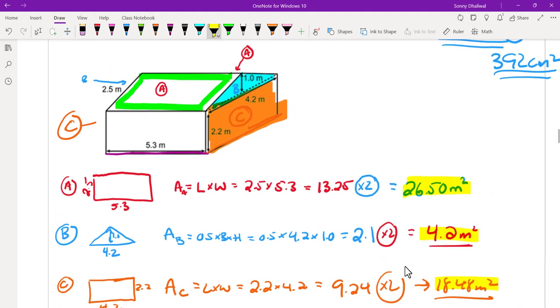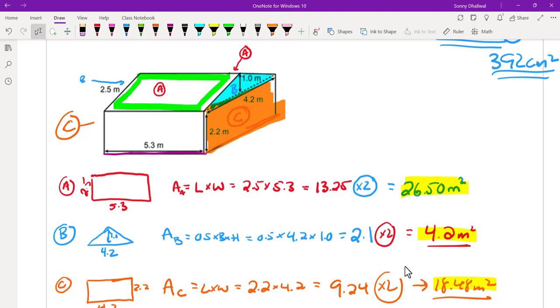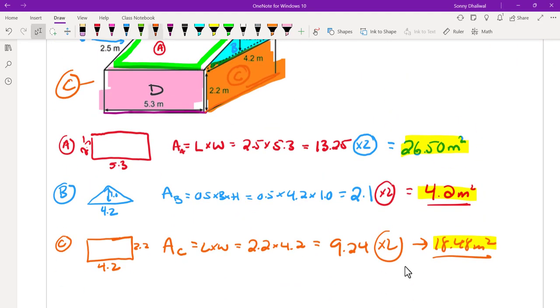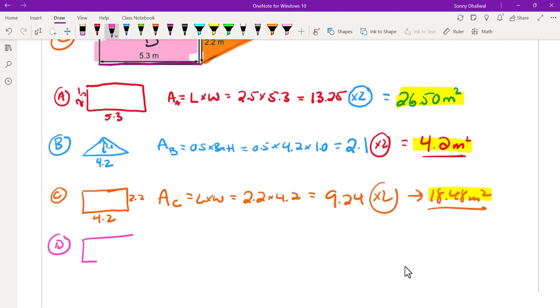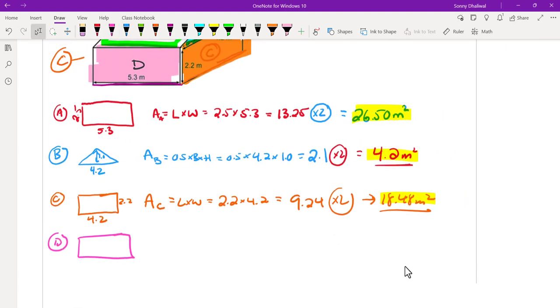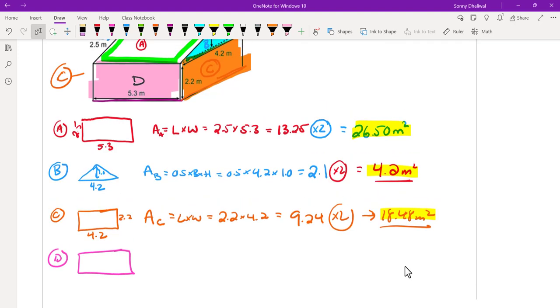All right, we're almost there. I haven't colored this in, so we'll call that side D. Maybe I'll color that in pink. On my screen it's pink, the projector's not so nice with the colors. So another rectangle here. How big are the sides for this rectangle? 5.3 here, and up and down is 2.2. So 5.3 and 2.2.